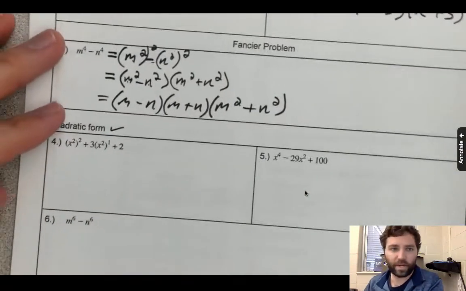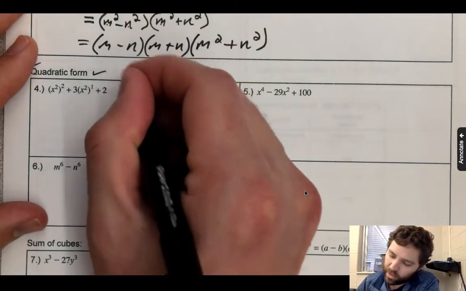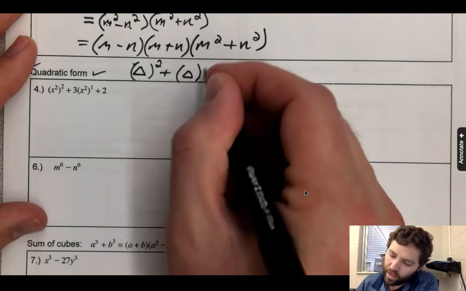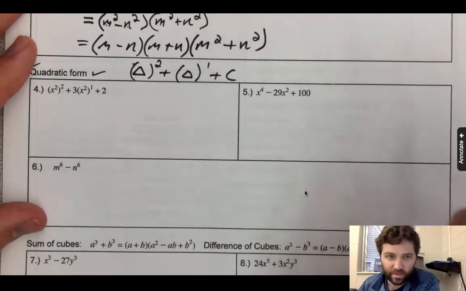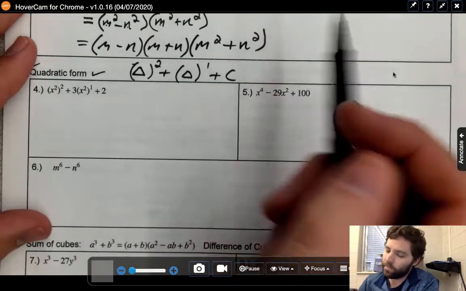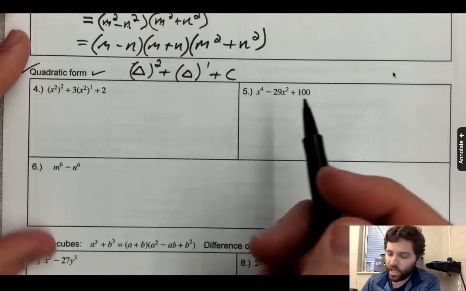I don't have a good general example there, but it's basically anything that, take triangle squared plus or minus, doesn't matter, triangle to the 1 power plus some constant c, some number out there. Anything in that format you can break into two parts as you would a quadratic. Let me show you what I mean.